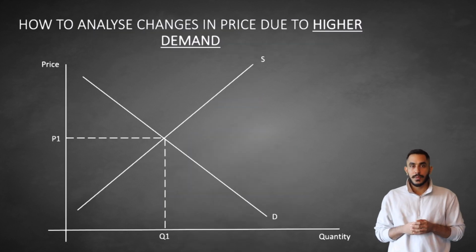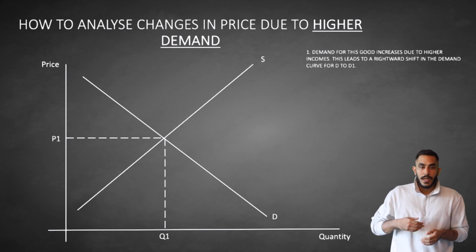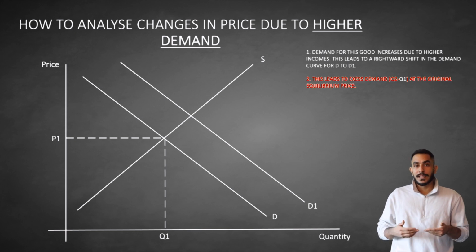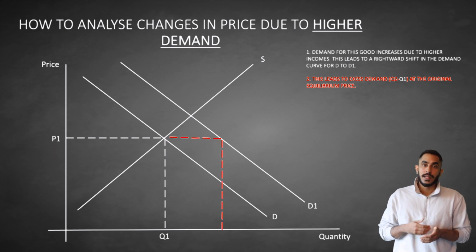In this example, demand for the good or service has increased due to a change in the condition of demand. Here, incomes have gone up. This leads to a rightward shift in the demand curve from D to D1. As a result of this rightward shift in demand, there will be excess demand at the original price of P1. The excess demand is equal to Q2 minus Q1.